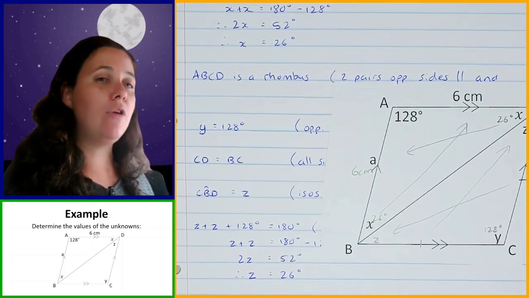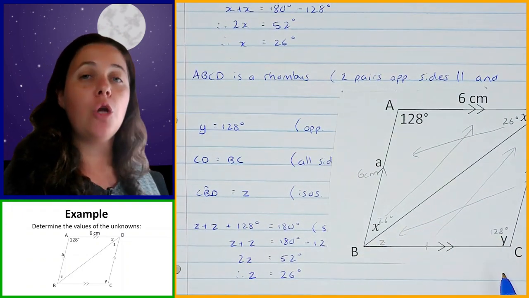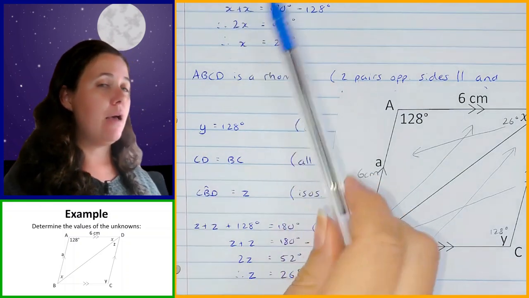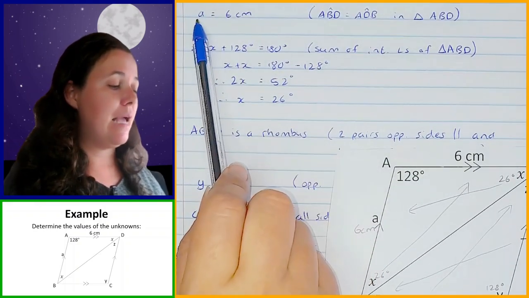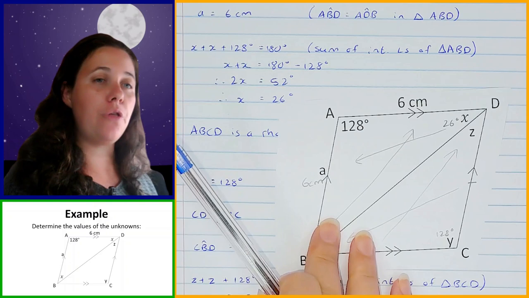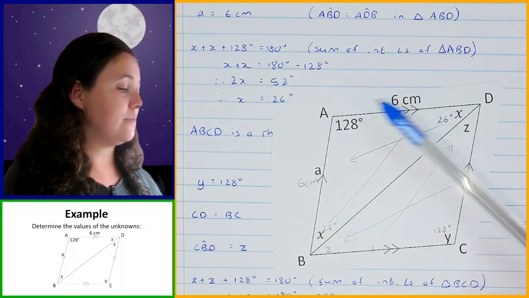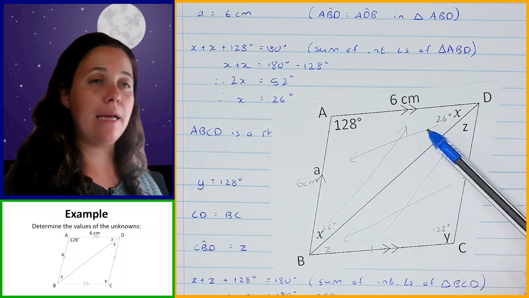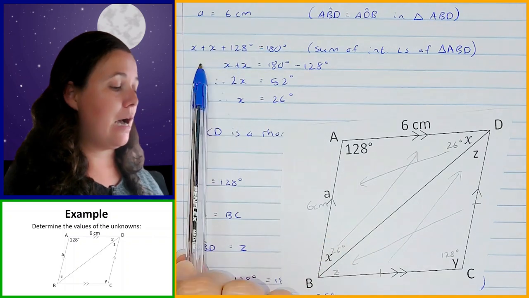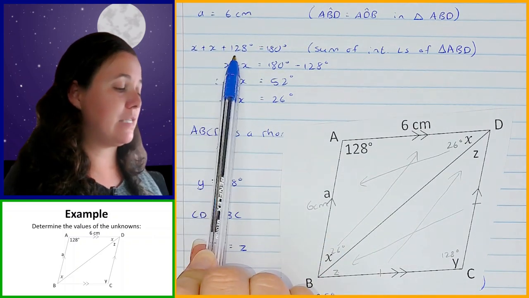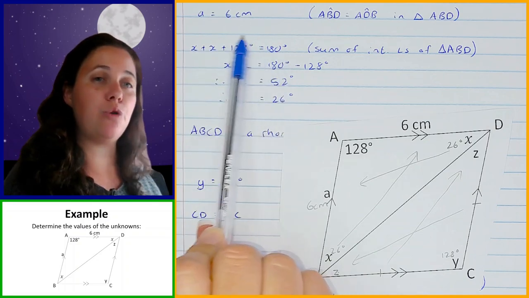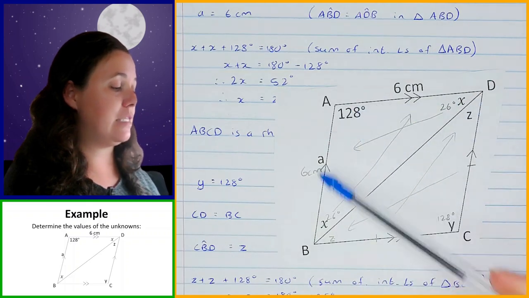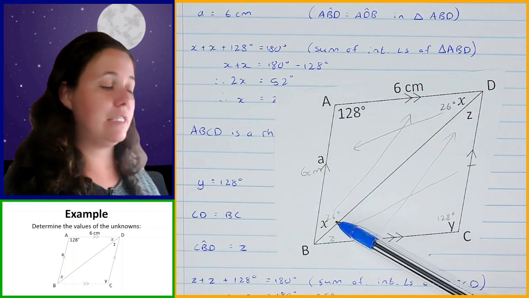So remember, whenever you are doing a geometry question, you always have to give a reason for every single statement that you give. So in this case, my first statement was that A is 6 centimeters. How did I know that? I knew that because this is an isosceles triangle, because they told me that both of those angles are X. Next, I have got over here, X plus X plus 128 degrees equals 180. That was how I was going to work out the value of X. How did I know that? How did I get to that equation? Because I know that the sum of the interior angles of any triangle is 180 degrees.